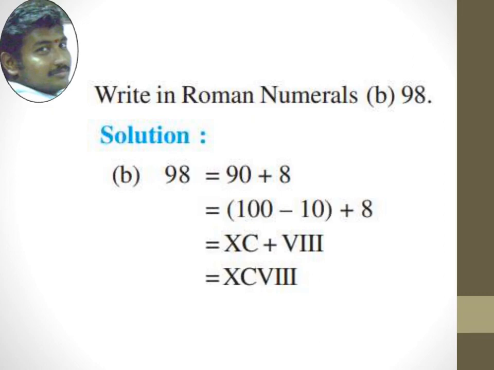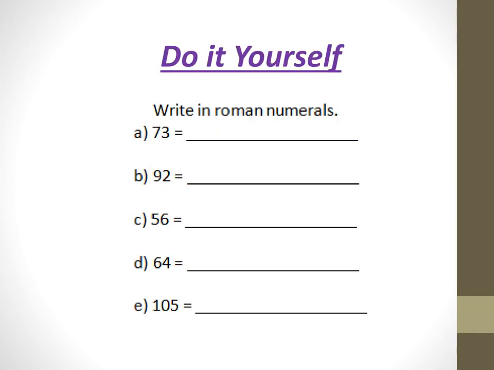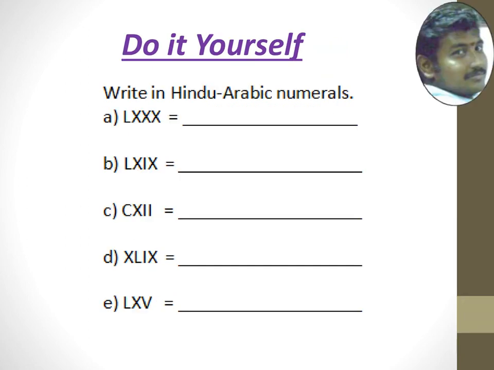Right? The same way you can try these sums. You can do it yourself. You can write in Roman numerals. 73. 70 will be what? LXX, 70, because 50 plus 20. And 3 means triple I. So easily you get the answer L, X, X, I.